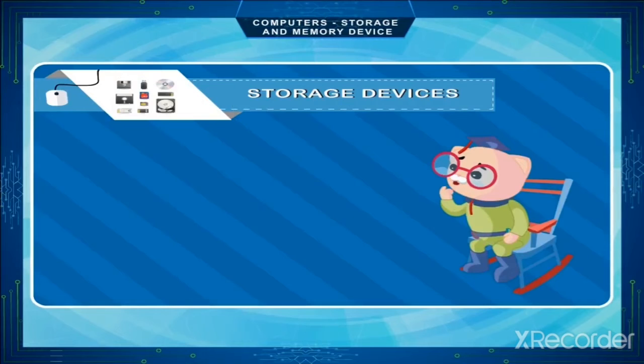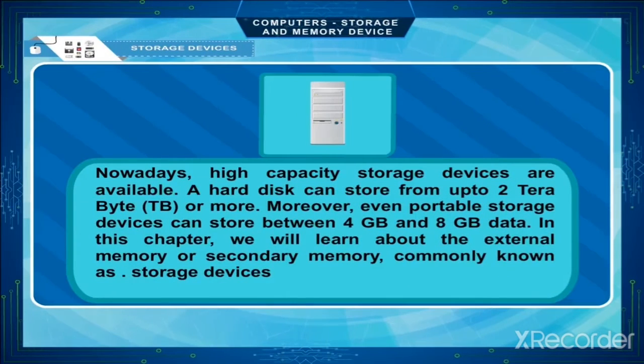Storage devices. Nowadays, high-capacity storage devices are available. A hard disk can store up to 2 TB or more. Moreover, even portable storage devices can store between 4 GB and 8 GB of data. We will learn about the external memory or secondary memory, commonly known as storage devices.